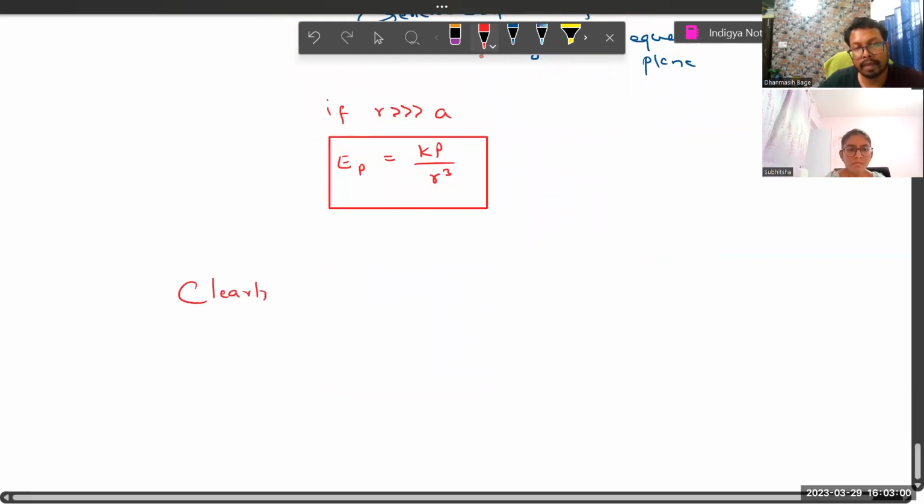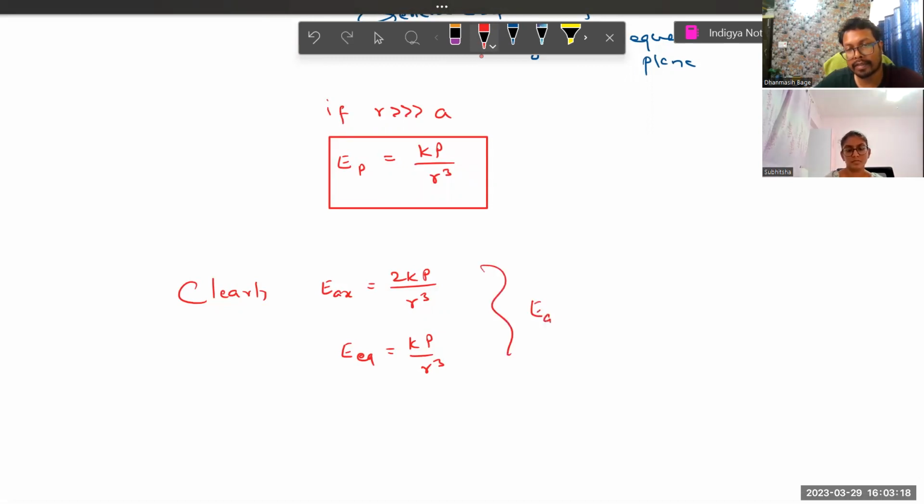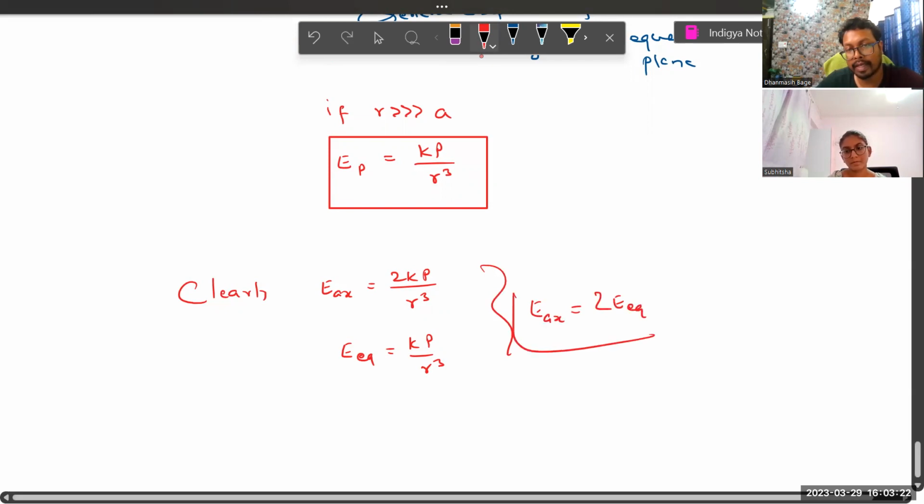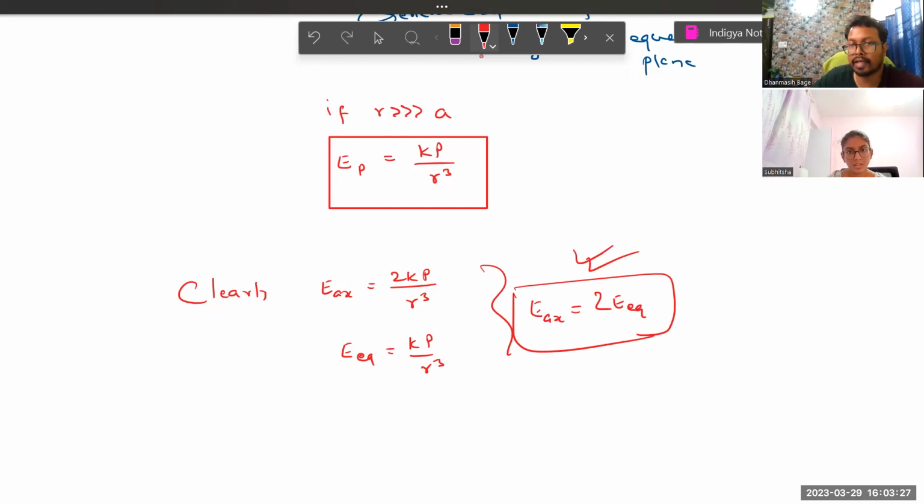Clearly, E axial is equal to what? 2kp by R cube. And E equatorial is equal to what? kp by R cube. What is the relation between them? Can we say this thing? That E axial is equal to 2 times E equatorial. Sometimes this relation is asked in the exam: establish the relation that twice of equatorial electric field is equal to axial electric field.